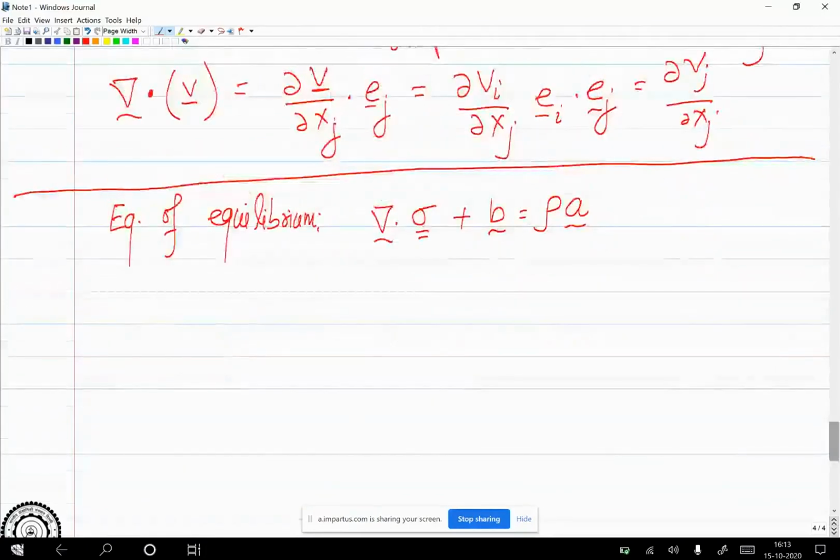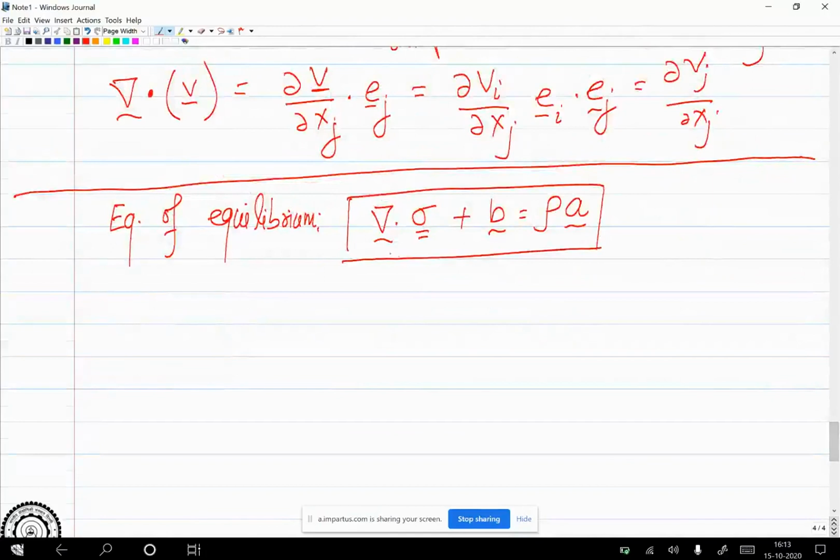If you write this in components it becomes very big, but in tensor form it is quite a compact equation. So basically this equation has this divergence also. And how is it defined? Well, we have just seen how to do divergence. Let us see what happens when you take the divergence of a second order tensor, that is sigma here.